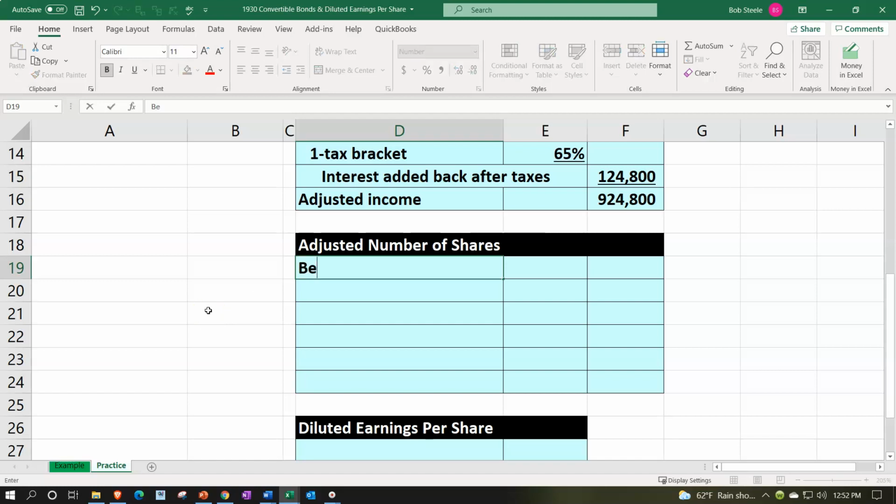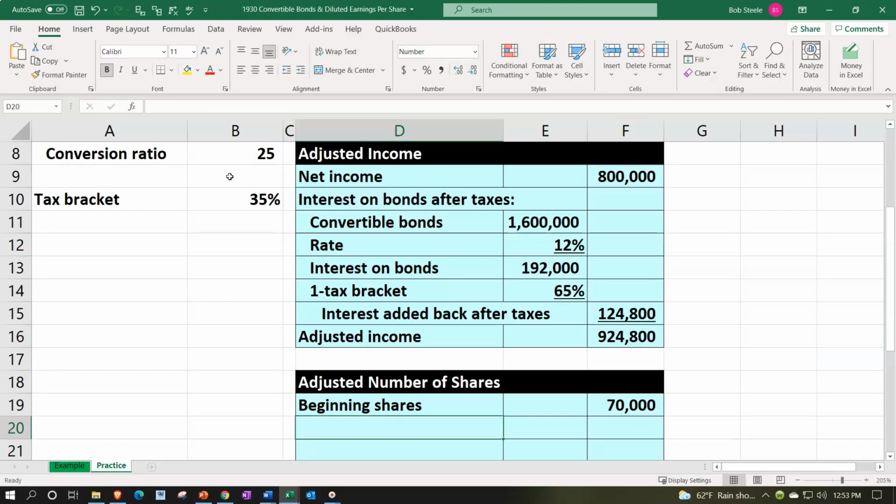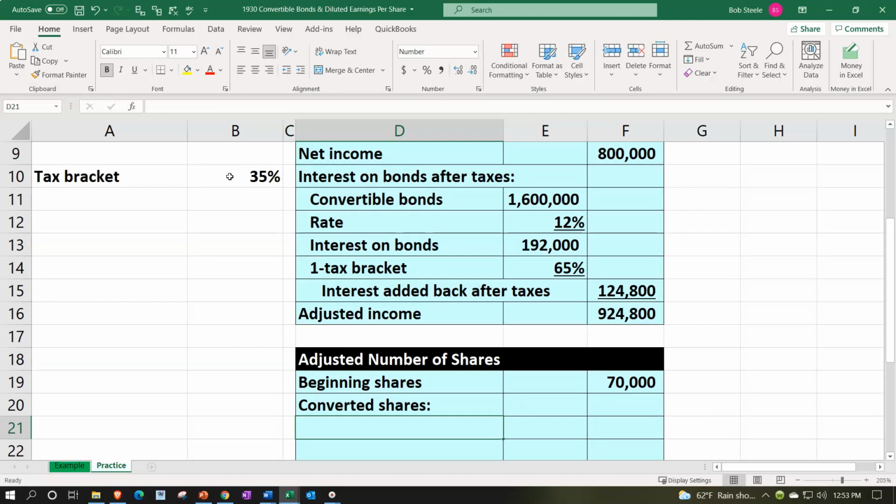So we'd say, okay, well, the beginning shares would then be the 70,000. That's where we started off. And then we have the conversion. So let's say the converted shares, or the shares upon conversion, would be the convertible bonds. Let's call it convertible bonds.